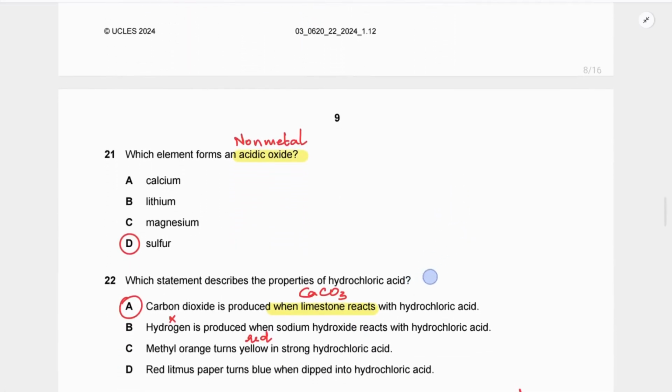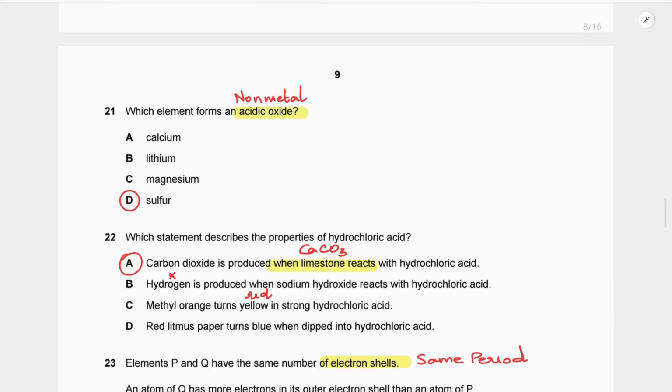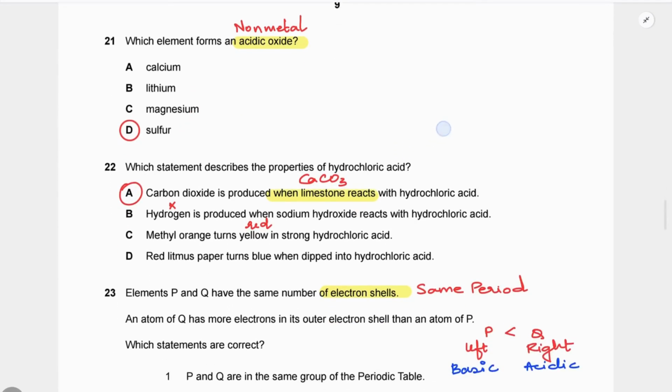Question 21. Which element forms an acidic oxide? Acidic means we're going to take a non-metal. So from here, these are all metals. We can see sulfur is the only non-metal. So the correct answer is D.